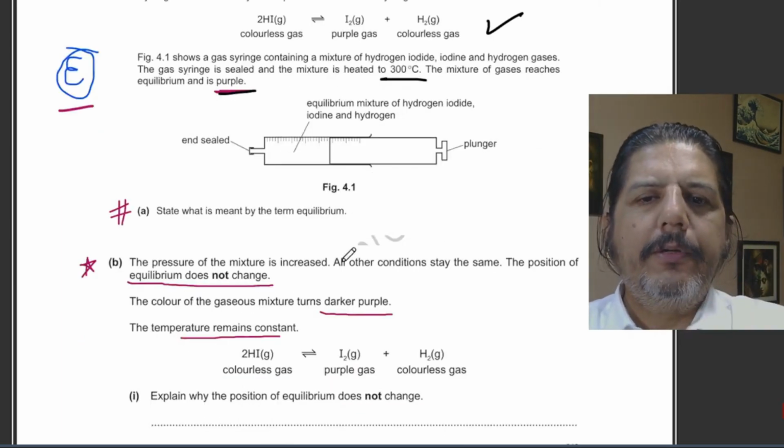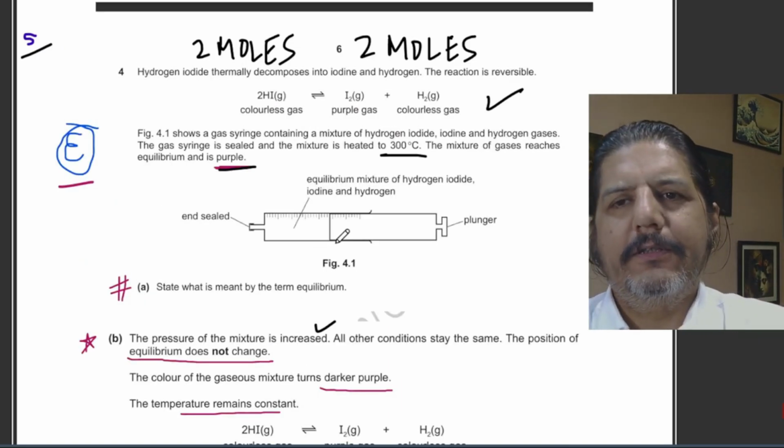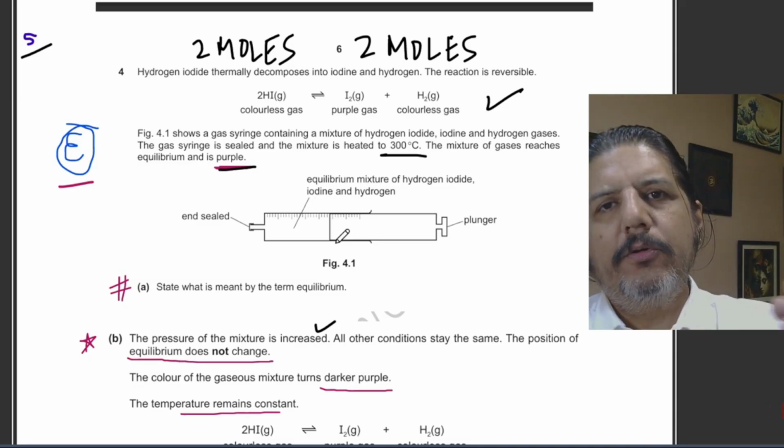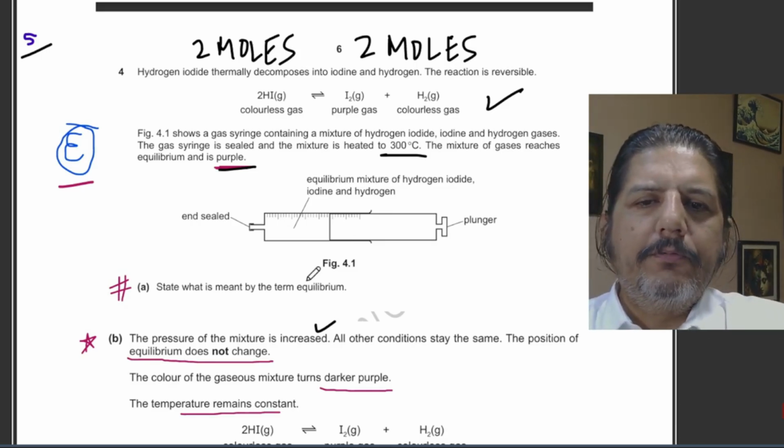Now the situation will become very interesting when they play with the pressure. I hope you are understanding. If you're not, we'll discuss in a few minutes. So that is why it's a very interesting question. The number of moles on both sides are the same, and then they will make you discuss what happens when you change the pressure. Anyways, the first part of the question is what is meant by the term equilibrium.